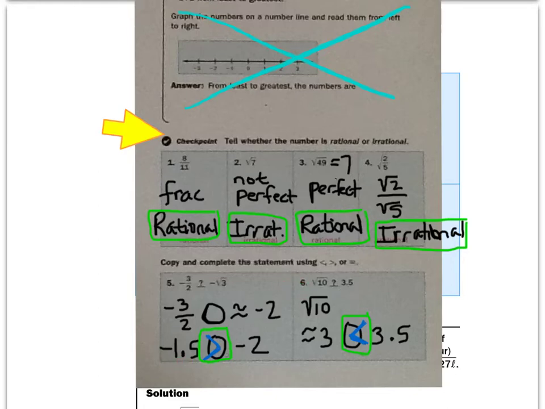And then take a look at number 6, radical 10 compared to 3.5. Well, you know radical 10 is close to radical 9, so this is close to 3. So if radical 10 is close to 3, it's got to be smaller than 3.5.